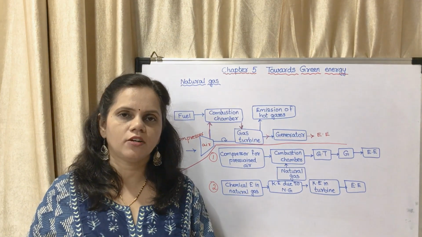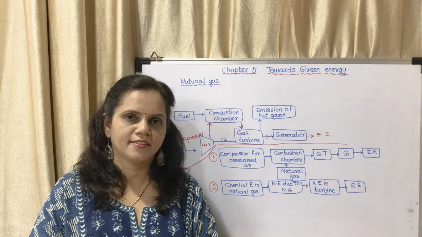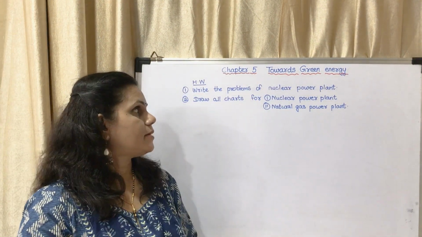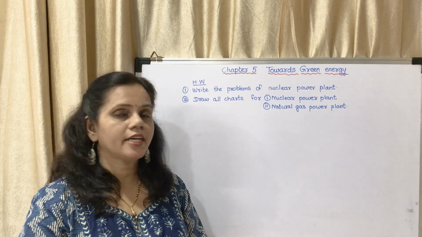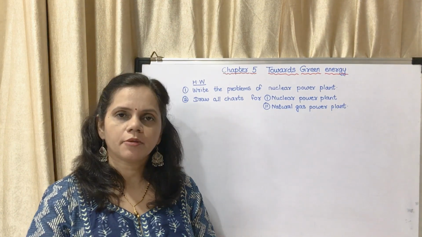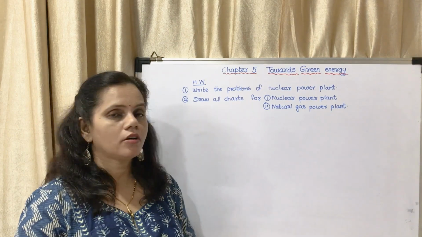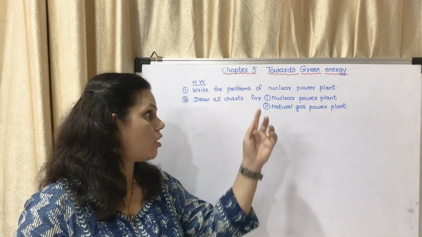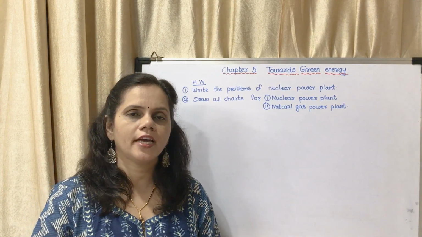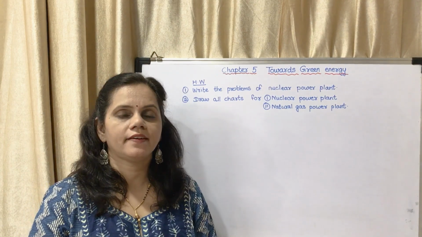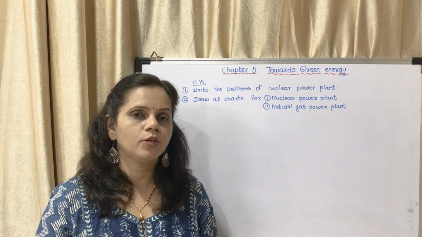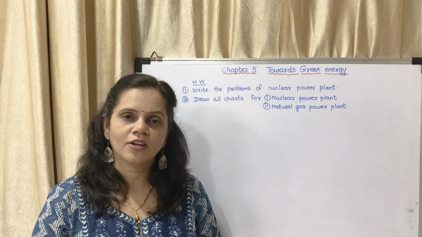Now you may see the homework. This is the homework for today. Write the problems of nuclear power plants: what are the problems which we have to face in nuclear power plants. And you have to draw both the charts, of the nuclear power plant and the natural gas power plant. You may draw the diagrams which I have drawn on the board in your notebooks and keep them. It will help you while studying the chapter. Okay, thank you.